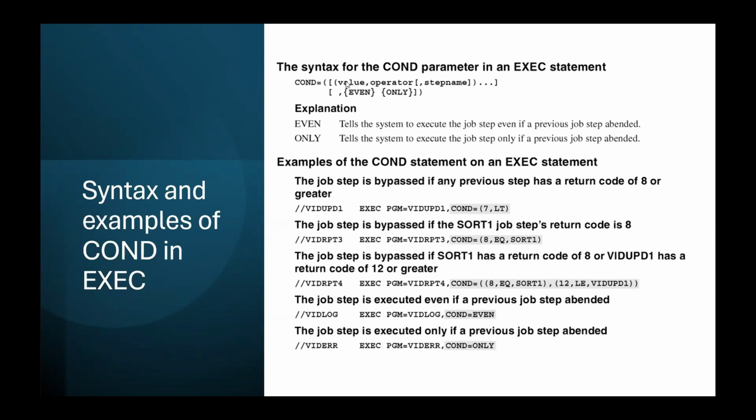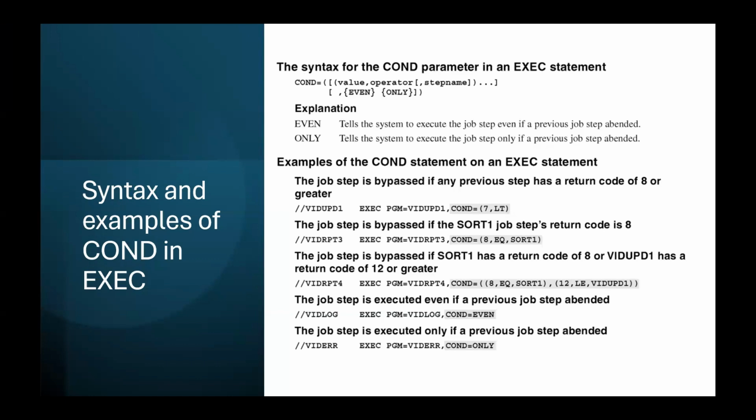For example, the value is 8, the operator is less than, and here you can also include the step name. For example, step 2. Then this particular step will check the condition 8 less than step name. If it is satisfied, then your execution will be stopped. And if the condition is not satisfied, then your job will execute and go to the next execution.